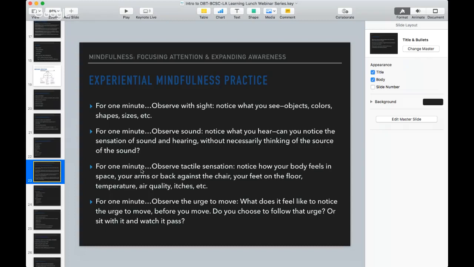And for the next minute, I just want you to see if you can notice the urge to move. So what does it feel like to notice the urge to move before you move? And then perhaps noticing whether you choose to follow that urge, or do you sit with it and watch that urge pass? So just for the next minute, I'd like you to do that.